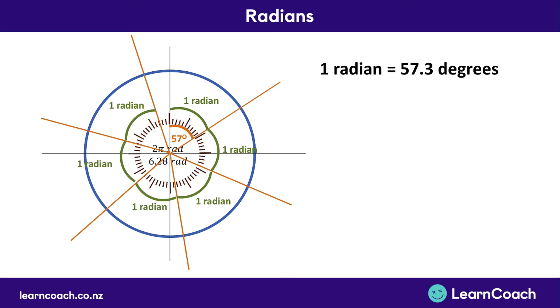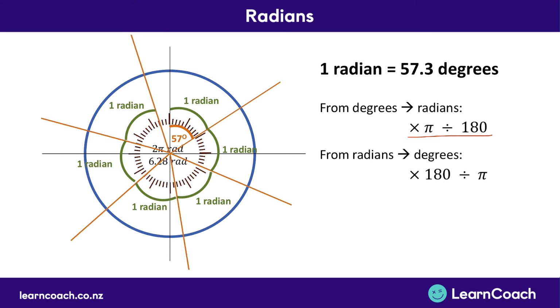And you might want to change between radians and degrees. So if you want to change from degrees, say you have 57 degrees, to go into radians, you multiply by pi and then divide by 180. Or if you want to go the other way, so say you have radians and you want to know how big that is in degrees, you would do the opposite, which is multiply by 180, then divide by pi.